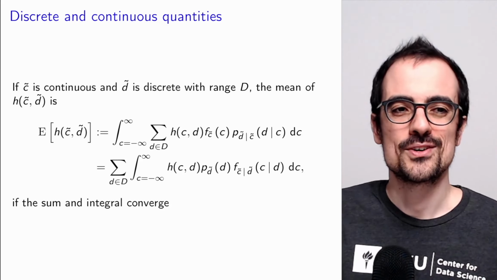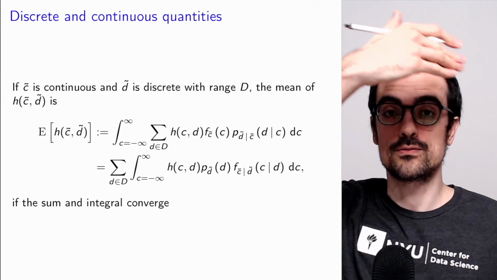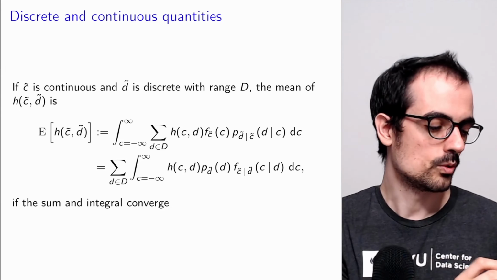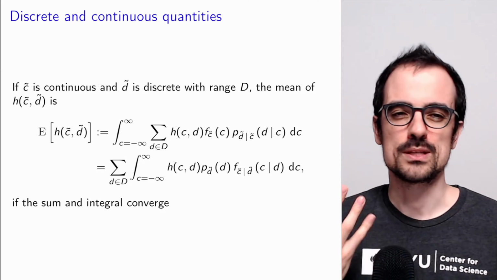All right, what if we have discrete and continuous quantities? We could do essentially the same argument that we did for discrete quantities and continuous quantities. For the continuous quantity here, we would have to have a grid and get epsilon to go to 0, but the argument would be very similar.